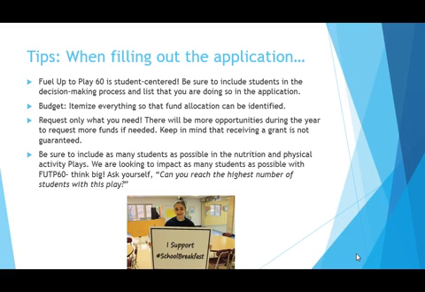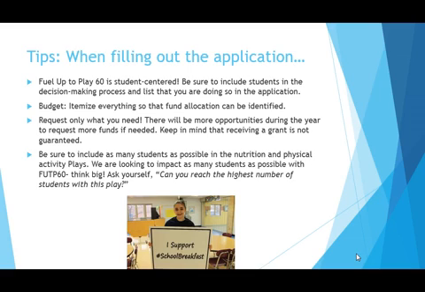A few more tips for filling out your application is be sure to keep students involved. Fuel Up to Play is really a student-centered program, so keep students in mind when you're making decisions and actually doing the legwork for the school wellness investigation. You know, peers listen to their peers a lot more than they may listen to adults, so put your students to work and let them be the legs of the program.